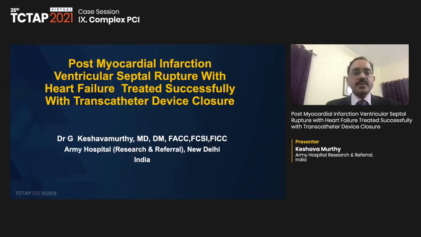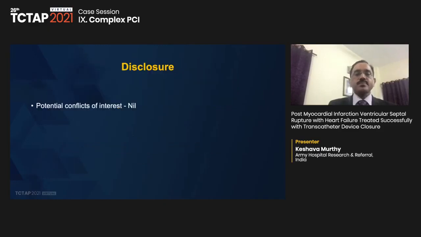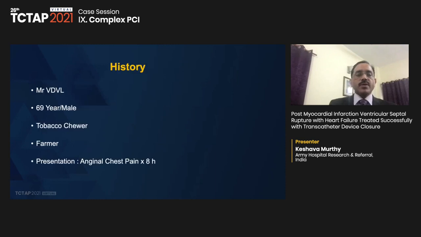I'm Dr. Murthy, and I will be presenting a rare case of post-myocardial infarction ventricular septal rupture with heart failure, which we treated successfully with transcatheter device closure. I have no conflicts of interest. Our patient, a 16-year-old gentleman, a tobacco chewer, presented with anginal chest pain of 8 hours duration.